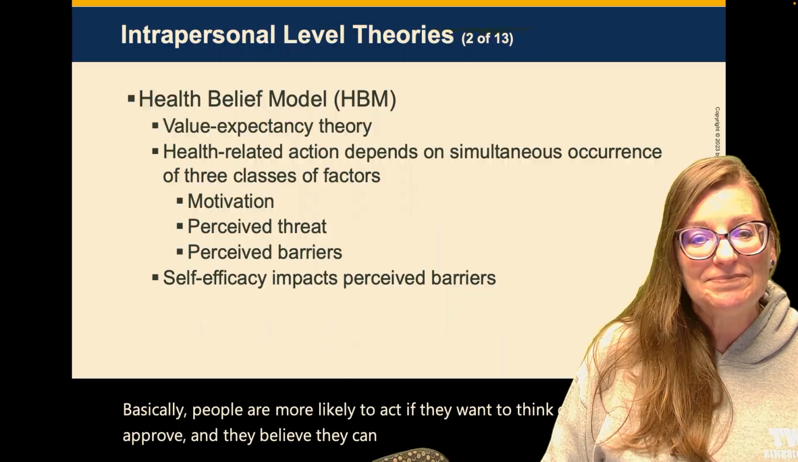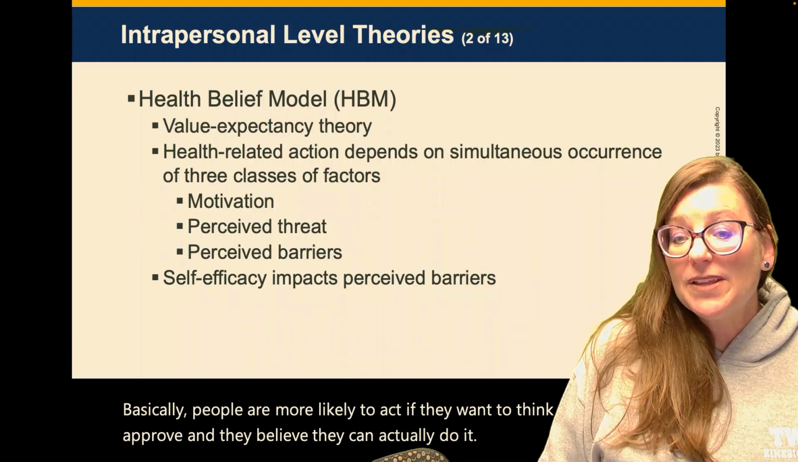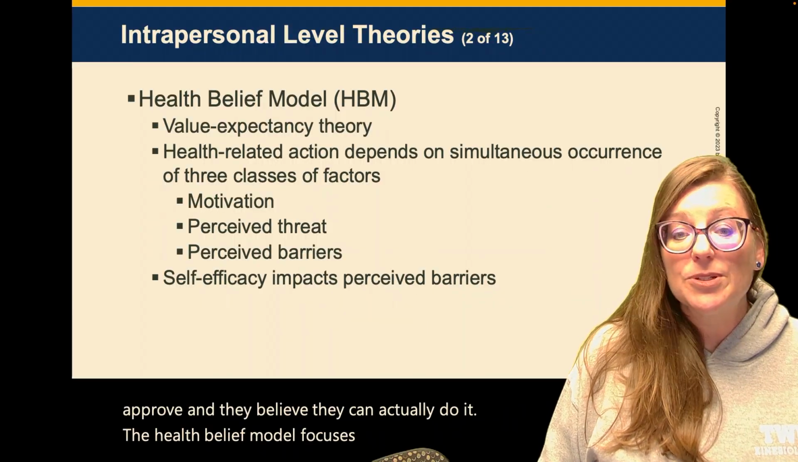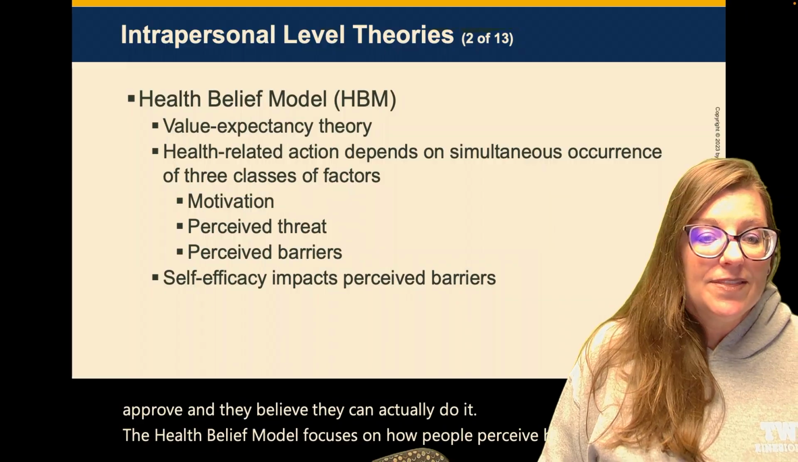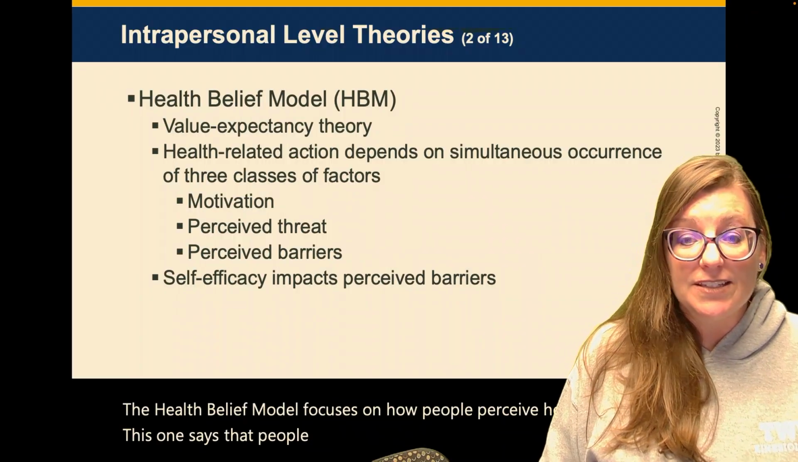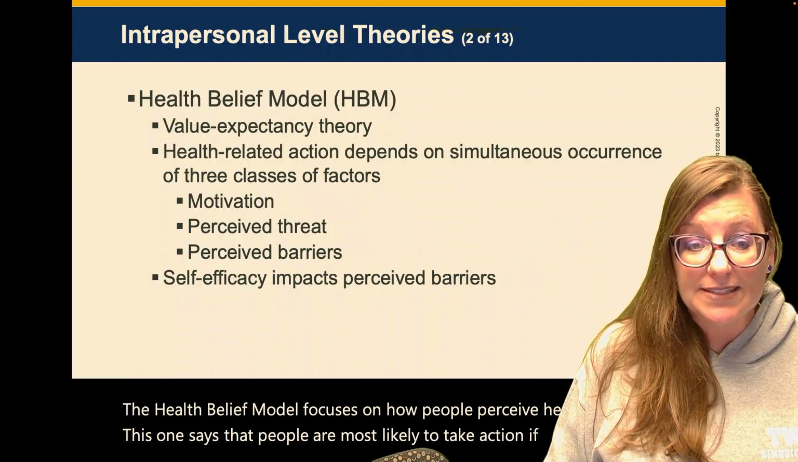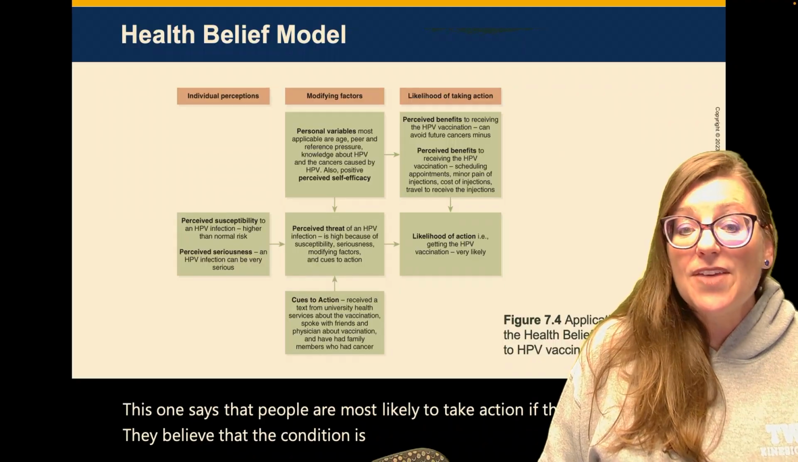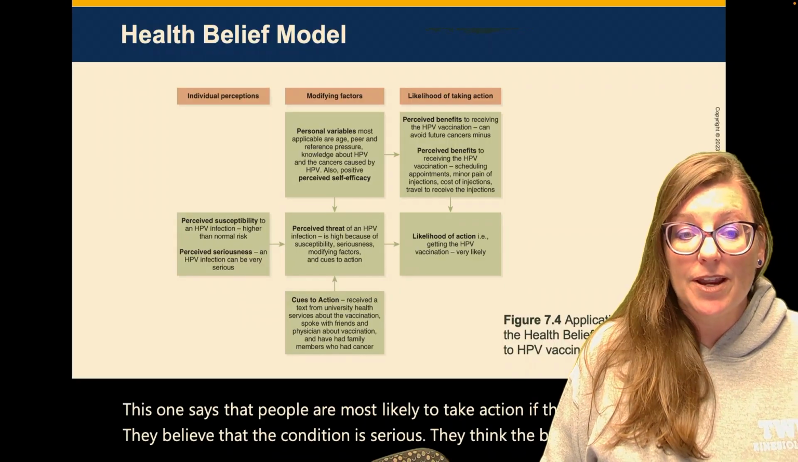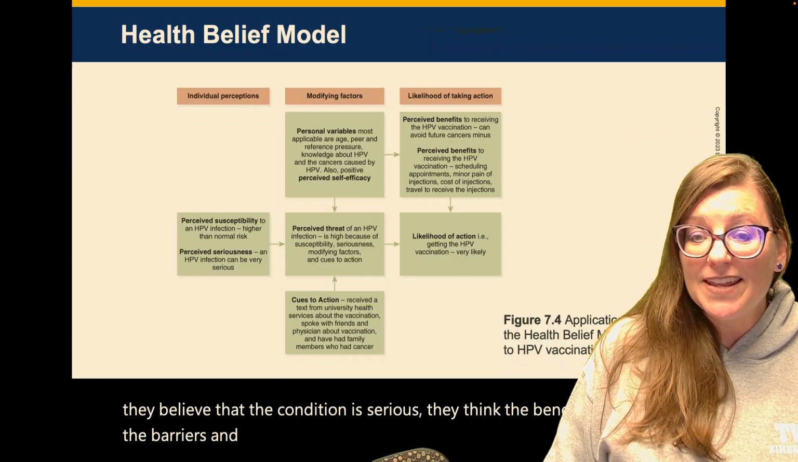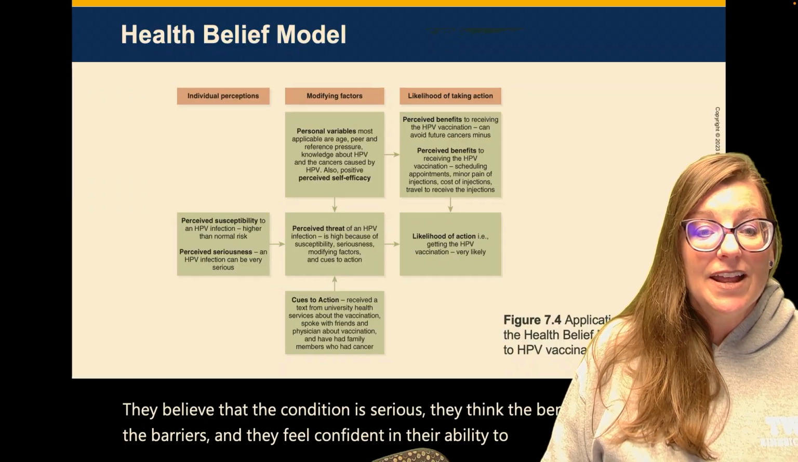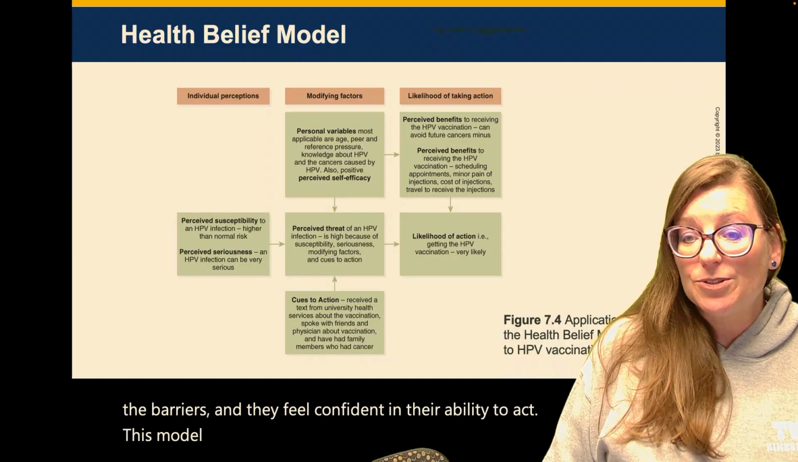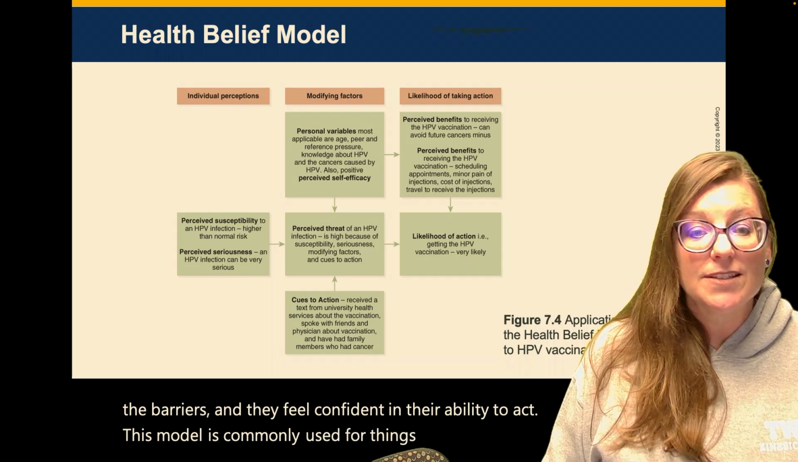The health belief model focuses on how people perceive health threats. This one says that people are most likely to take action if they feel at risk, they believe that the condition is serious, they think the benefits outweigh the barriers, and they feel confident in their ability to act. This model is commonly used for things like vaccination and screening programs.